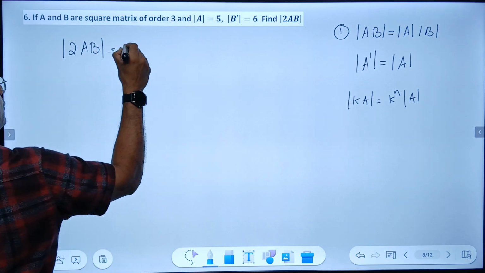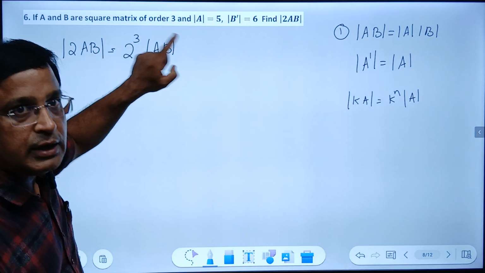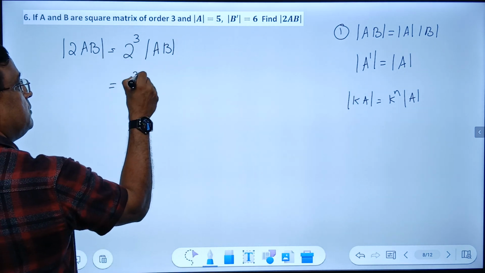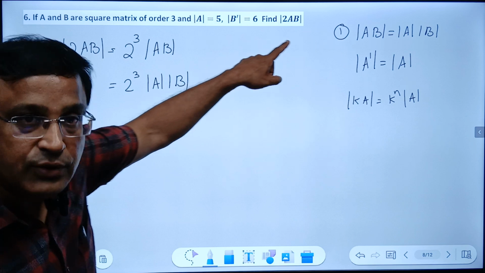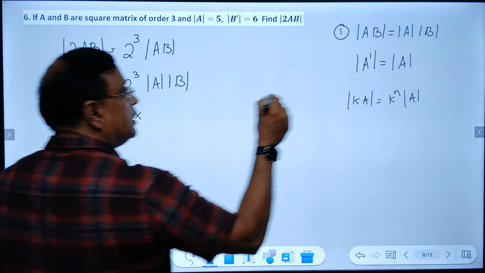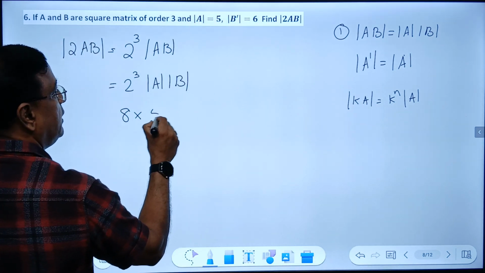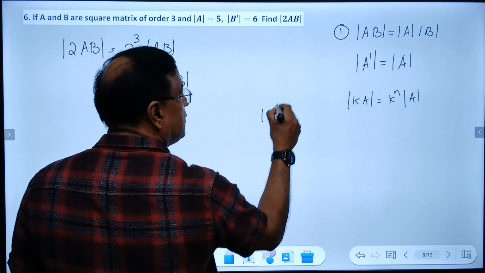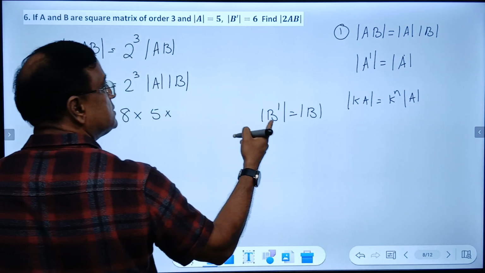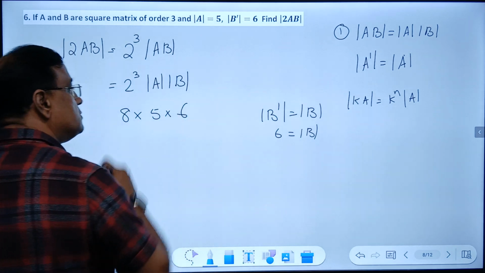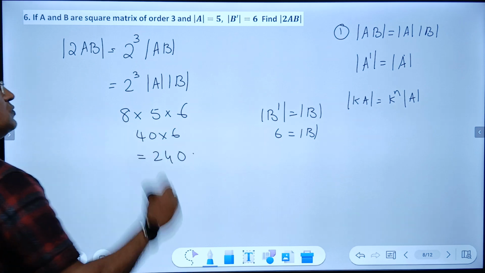Now here order is 3. So therefore this is 2 power 3 determinant AB. Correct? 2 power n determinant AB. Now this is 2 power 3. Let it be there. But determinant of AB is what? Determinant A into determinant B. Correct? I'm going to use that. So this is 8 into. But you know determinant of A is same as determinant of A transpose. Correct? But I don't require that. So determinant of A is 5. But I need that now. Determinant of B transpose is same as determinant of B according to this property. So determinant of B transpose is 6. So determinant of B is also 6. So what do you get now? This is 40 into 6. 6 4s are 24. So the answer is 240.